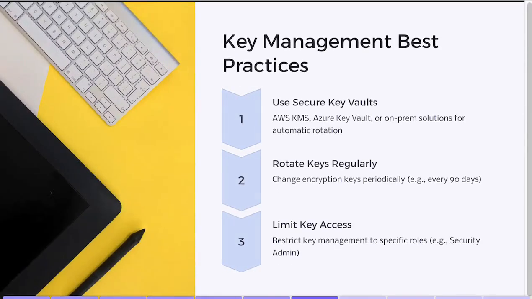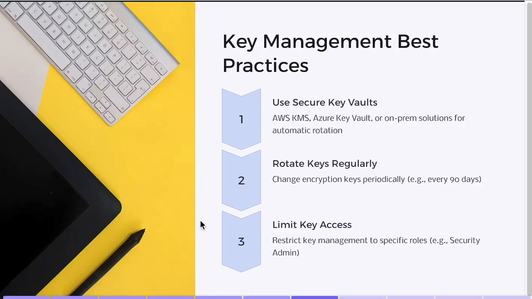Moving on to key management and best practices. An often overlooked aspect is key management. Storing encryption keys in plain text on the same server defeats the entire purpose of encryption. So you have some guidelines. Use secure key vaults, AWS KMS, Azure Key Vault, or on-prem solutions that handle rotation automatically. Rotate keys regularly, changing them periodically, for example every 90 days, to reduce the risk, and limit key access to specific roles, for example only the security admin should manage or see the encryption keys. With proper encryption at rest, in transit, and smart key management, you massively reduce the risk of your data being compromised.